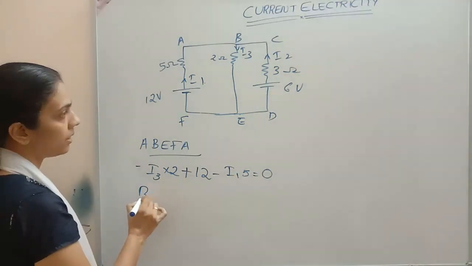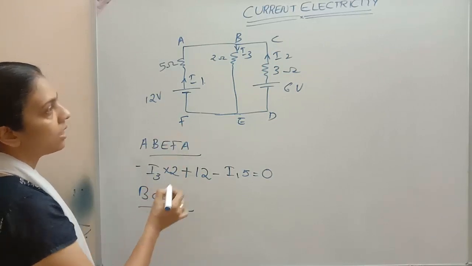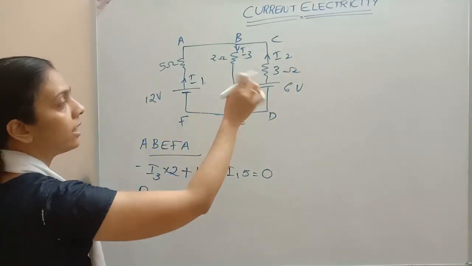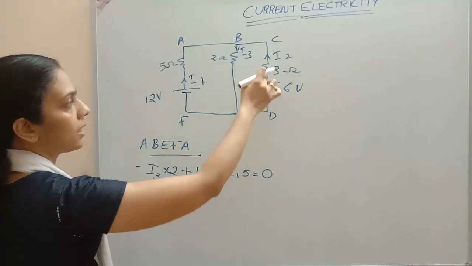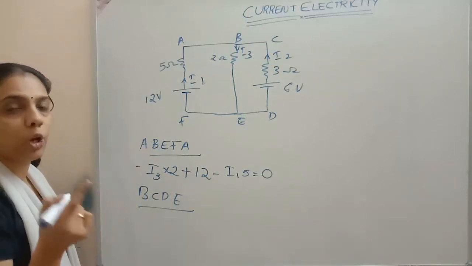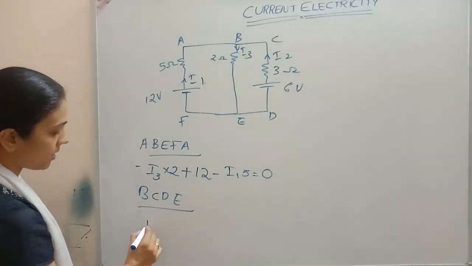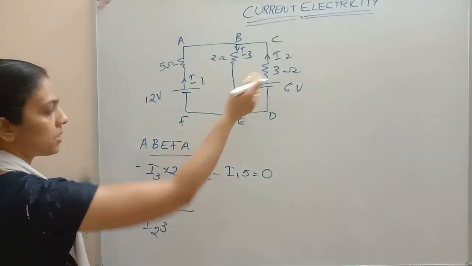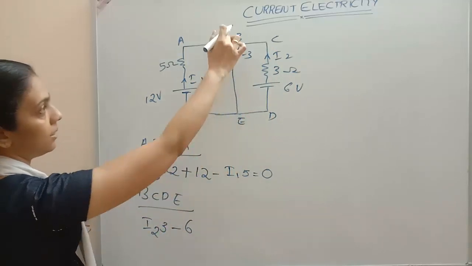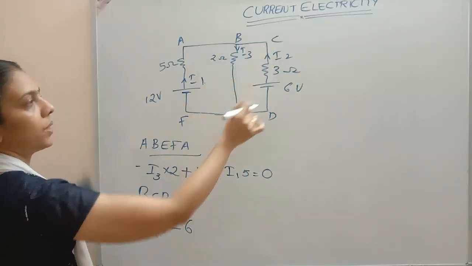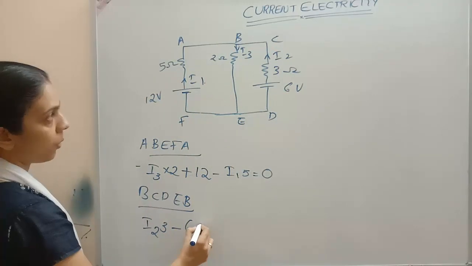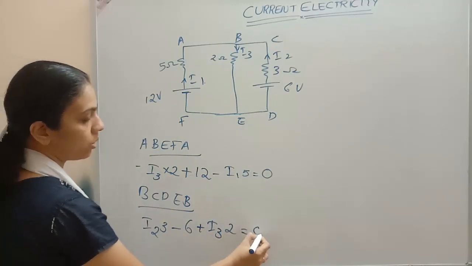Then next one, B, C, D, E. Here in the CD term, you can see we are moving from C to D, but the current is moving towards C. So our loop is moving in the opposite direction of the current, so we can take it as positive I2 into 3. We are observing the positive terminal, so we can write it as negative 6. B, C, D, E and B also. We are reaching the final E, then B. Here also we are moving opposite to the direction of current, so it is positive plus I3 into 2, that is equal to 0.